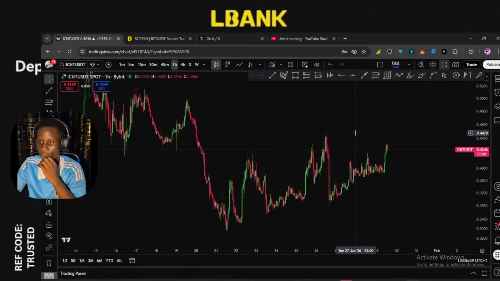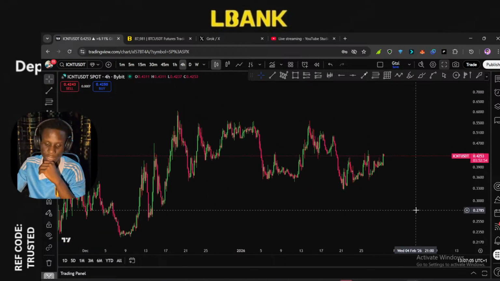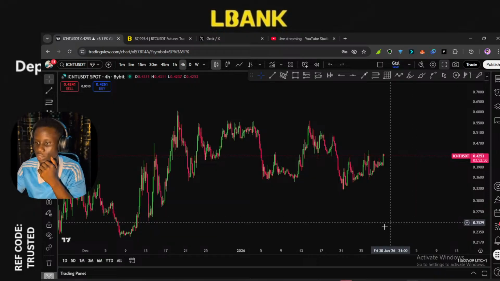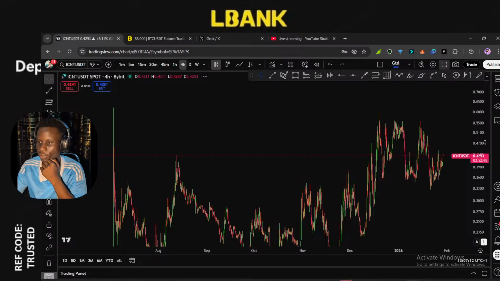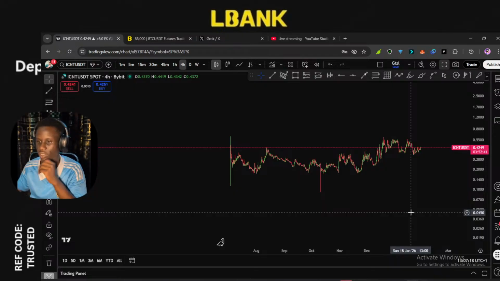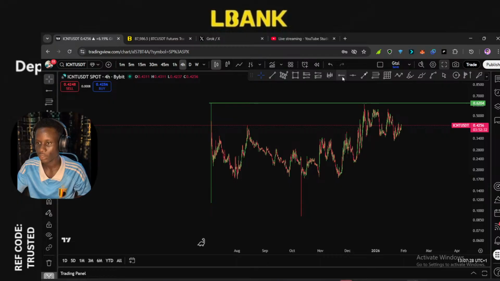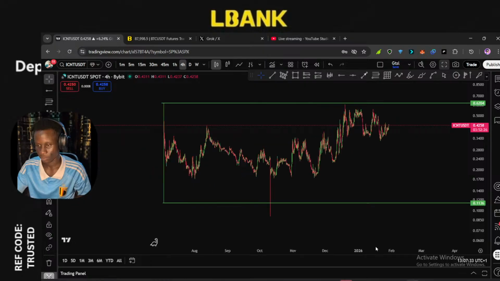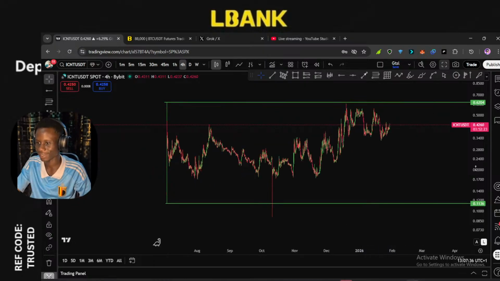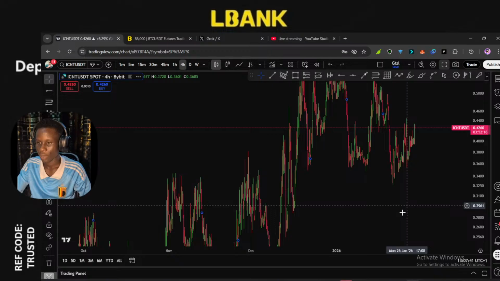Alright, so for the ICNT explanation, I'm going to be taking it from the 4 hours time frame, so you can see if you can get any entry. Looks like this is a newly launched token that has not really lasted that long. First things first, let's check for our resistance and support levels. It looks like we are moving sideways already. Now we are currently at this resistance level, and we need to get to our support level.